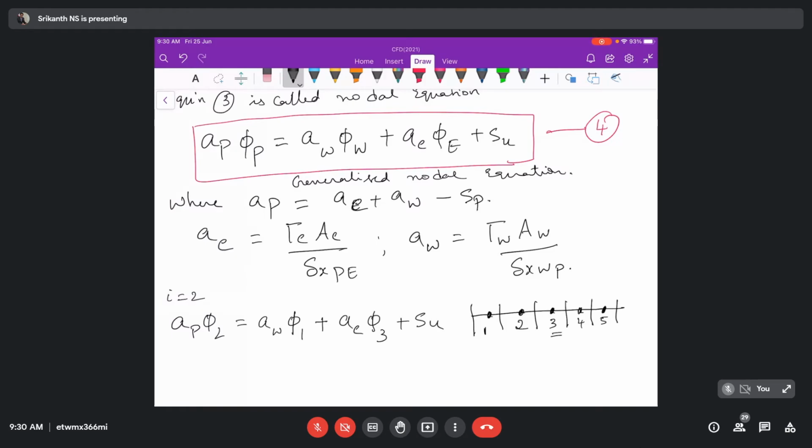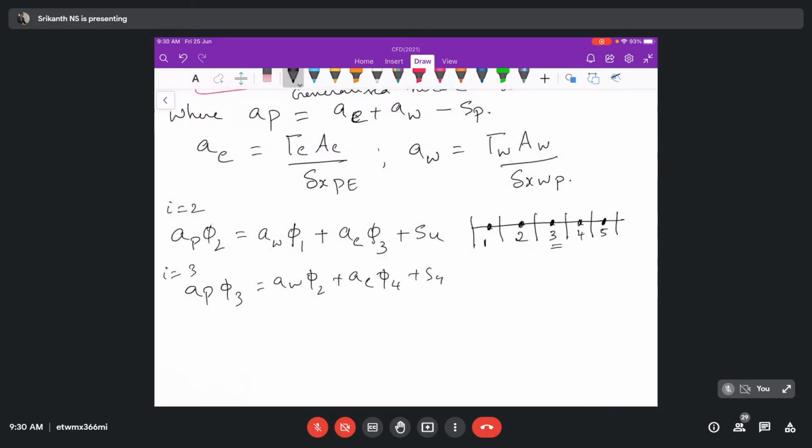So similarly, when i equal to 3, what happens? AP phi 3 equals AW phi 2 plus AE phi 4 plus SU. So hingene you will start writing it, and this AE, AW will be numbers, SU also, everything will be numbers.